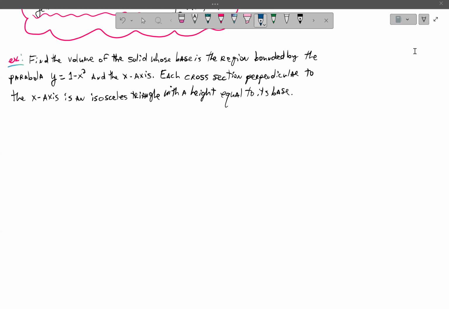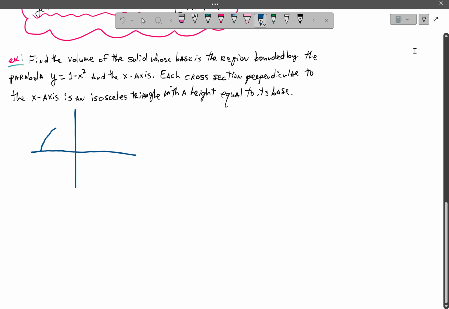All right, let's take a second to read this question. Find the volume of the solid whose base is the region bounded by the parabola y is equal to 1 minus x squared and the x-axis. So I'm just going to start by drawing that. My parabola is y is 1 minus x squared, but I'm only going to draw it above the x-axis because we are also bounding it by the x-axis. So we're going from -1 to 1.